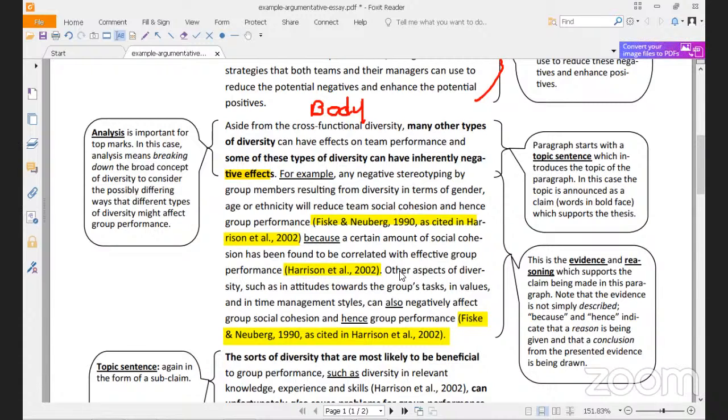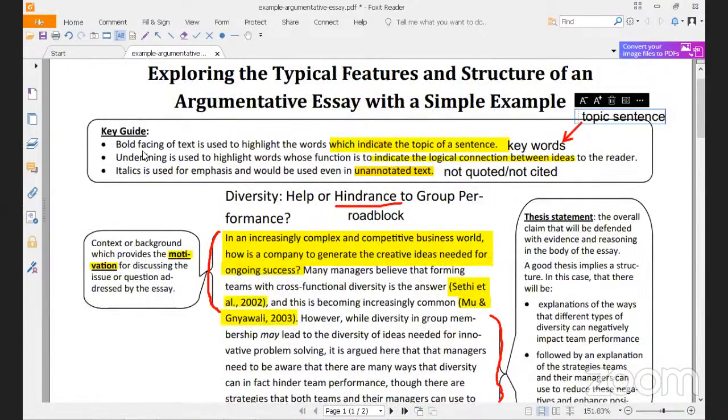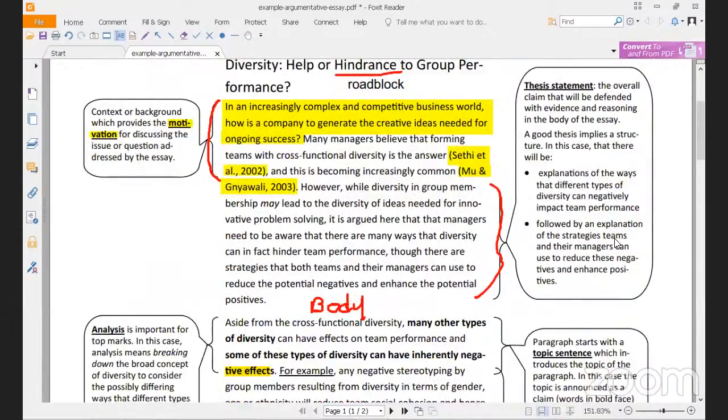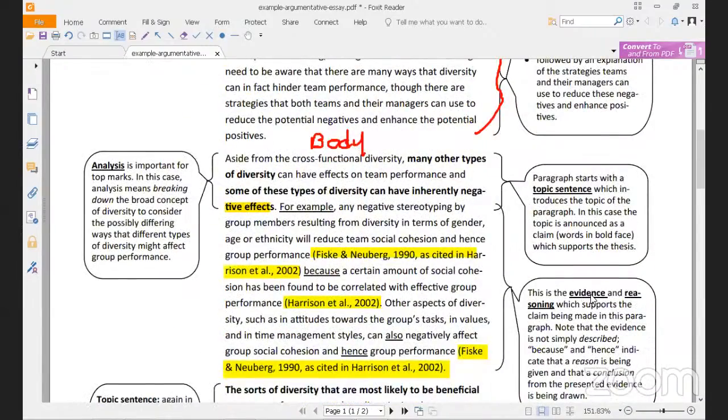Conjunctions. Transitions words. Transitions, right? Let's go here to the key guide. Underlining, o subrayando, o subrayar, is used to highlight words whose function is to indicate the logical connection between ideas to the reader. Yes, we use transitions to connect the ideas. What ideas? In this case, the evidence, the reasoning. Okay? We are in the body section, so we need to give examples.